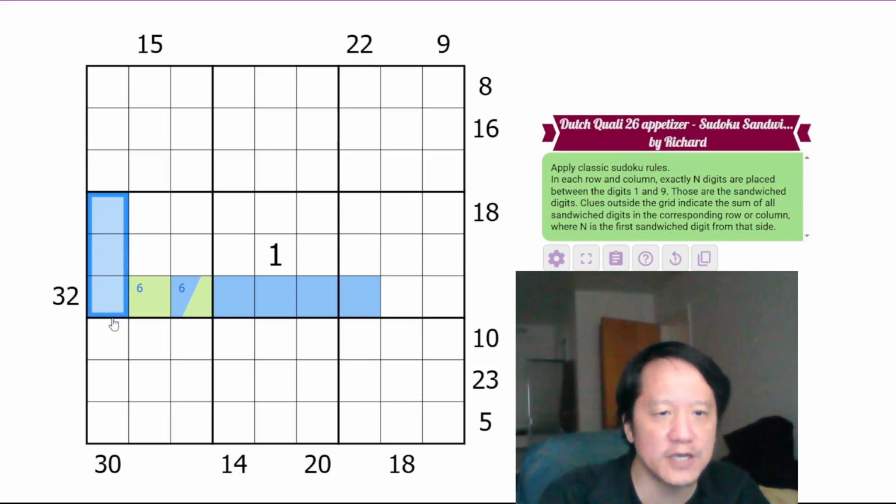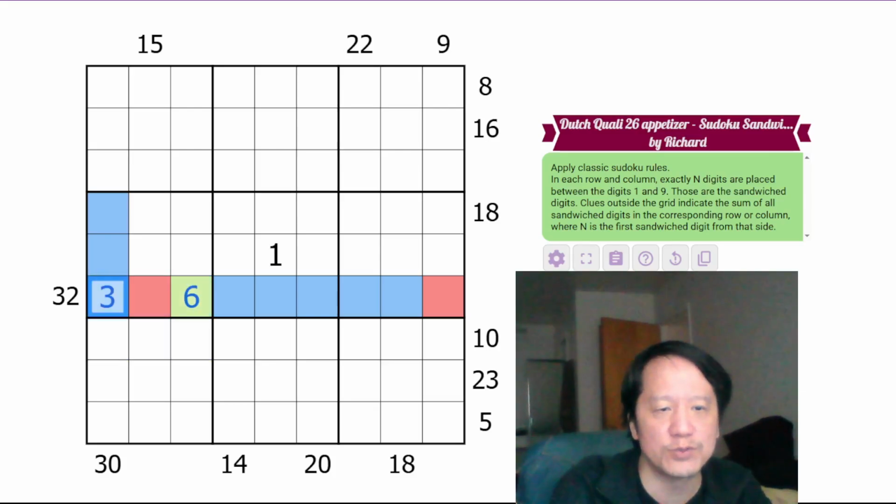So since these cannot be crust, where is the crust in row 6? It has to be here. So this is crust, which means it's not green, and this must be the green. So therefore, this is not green. This is not crust. This has to be crust here. This is not crust here, so this is 6 here, and this must be 3 here.